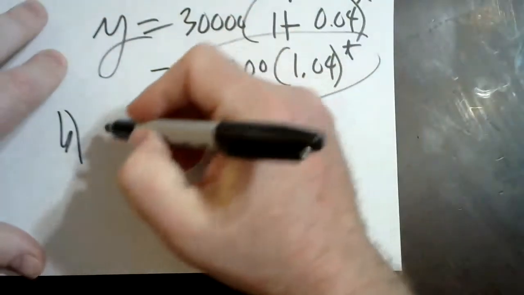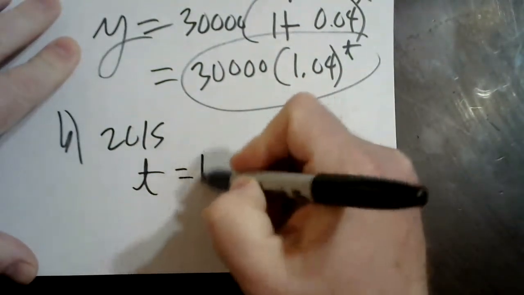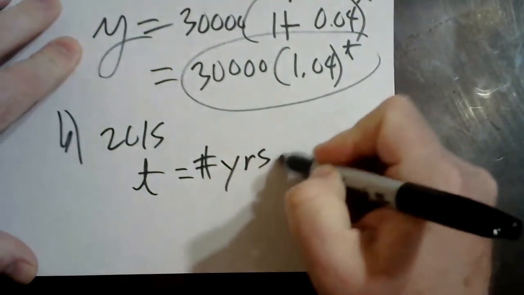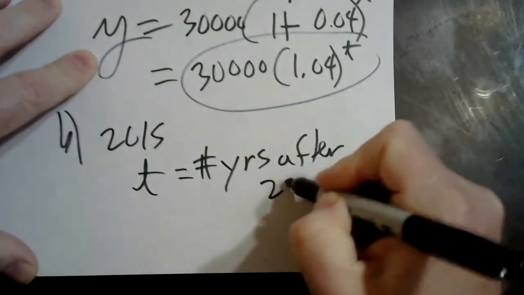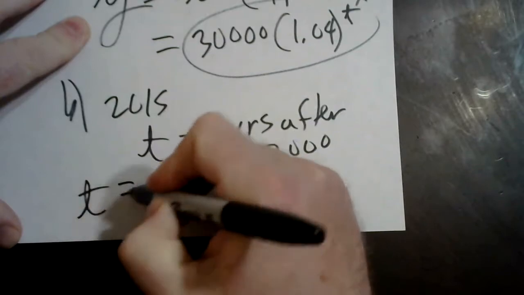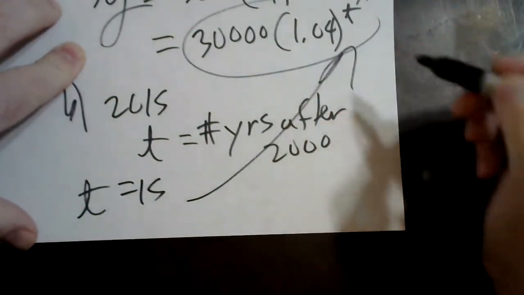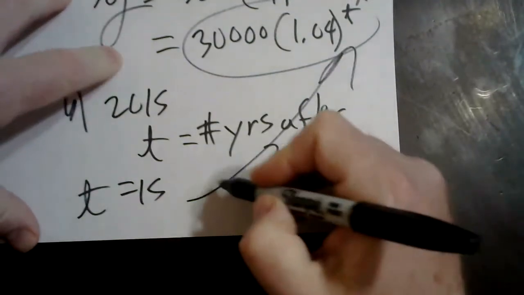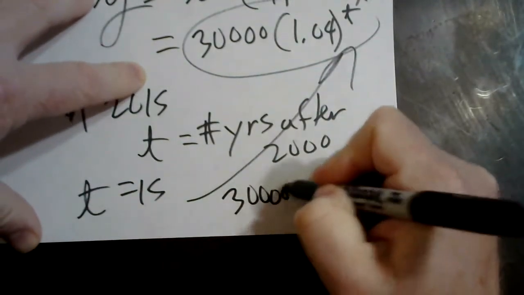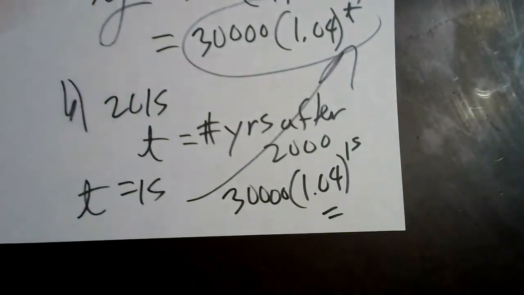Okay, so we want the price in 2015, but just keep in mind in this problem, T is the number of years after 2000. So what would T be in 2015? It would be 15. So essentially all I have to do is plug in 15 for T into that little expression right there. And I'll get 30,000 times 1.04 to the 15th power. And I'll plug that into a calculator.